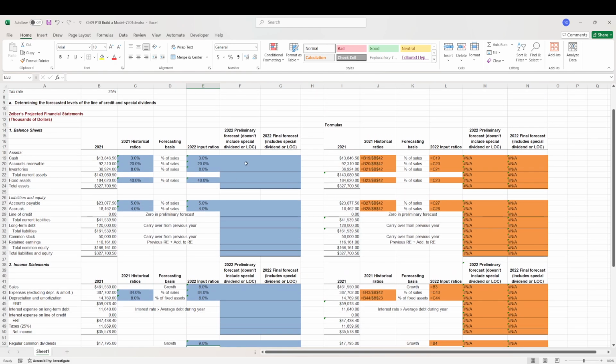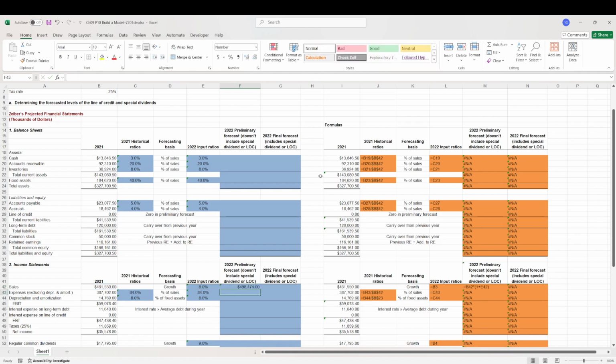All the assumed ratios. And then what's gonna happen is we need to first do a preliminary forecast, where we do not include any special dividend or the line of credit. And then there's a final forecast where we include special dividend and line of credit, right? So let's just still do the sales number first. It's gonna be sales multiplied with 1 plus the growth rate, right? So it's gonna grow at 8%. It's pretty clear, set there.